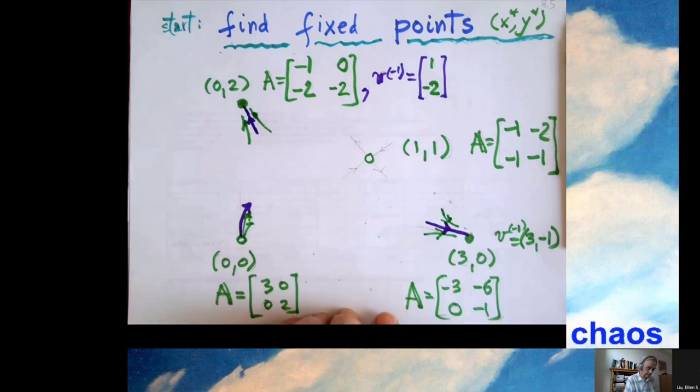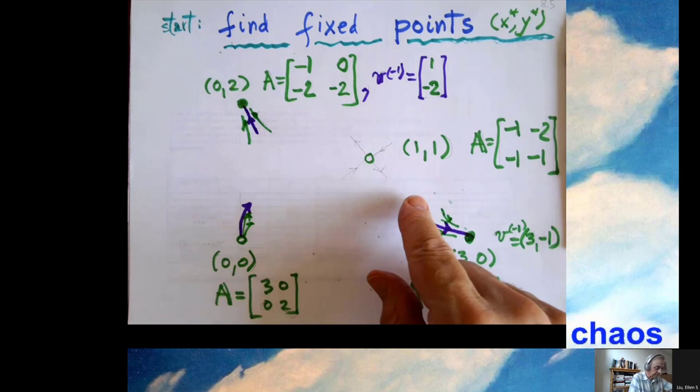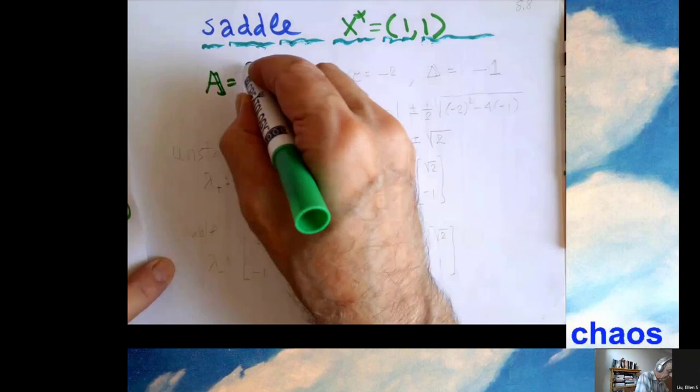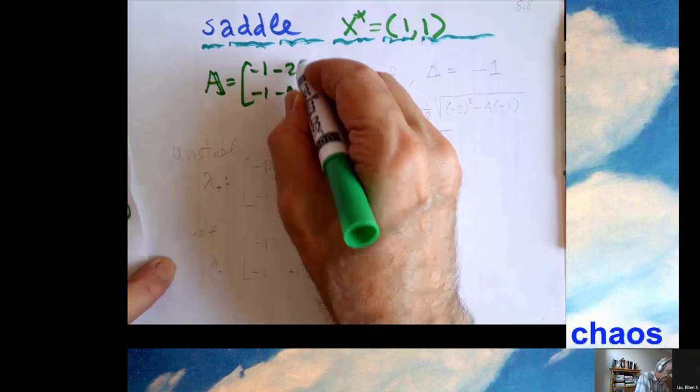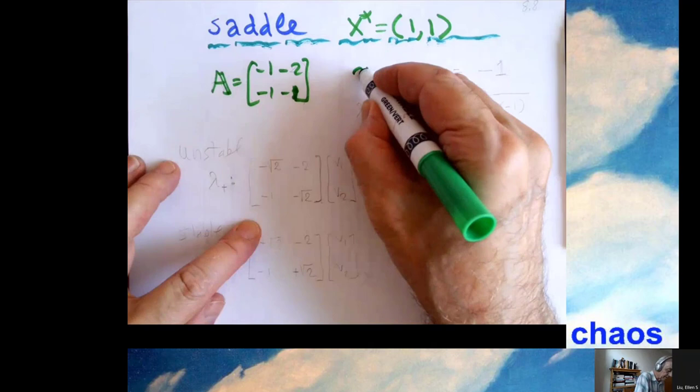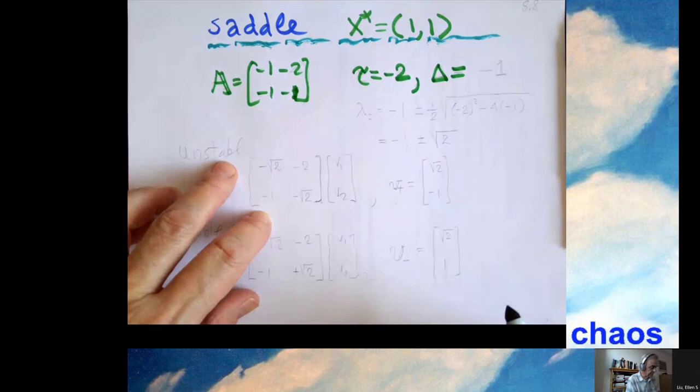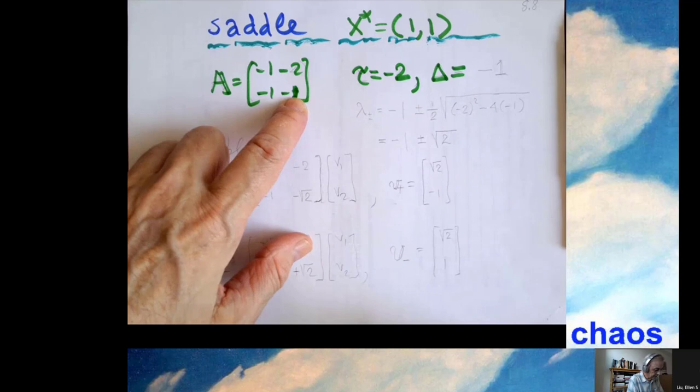And because it's negative, negative, this is a sink. It's a contracting, attracting point. Now, this is a calculation you know how to do. Take A to be minus 1, minus 2, minus 1, minus 1. That's this thing here. And this has a trace, which is a sum of elements on the diagonal, which is minus 2. And this matrix also has a determinant. So these are two numbers associated with it. Product on this diagonal is plus 1. Product on this diagonal is 2, you have to subtract them and you get minus 1.